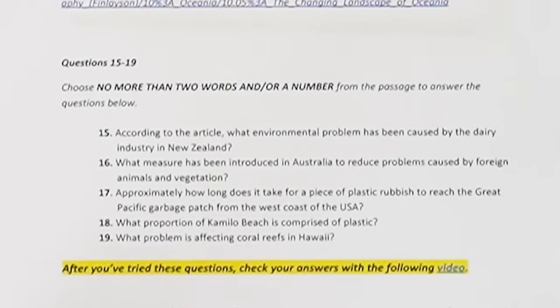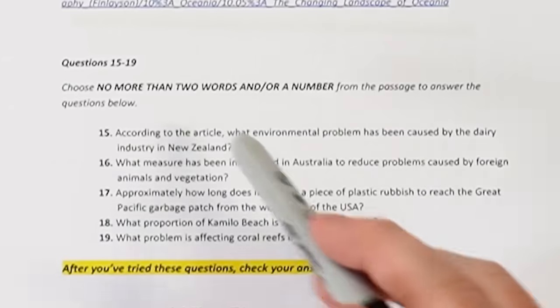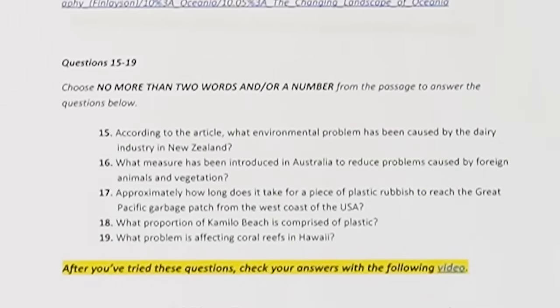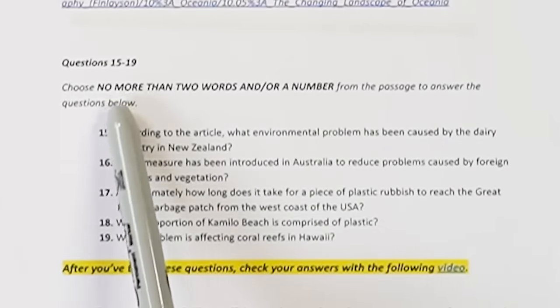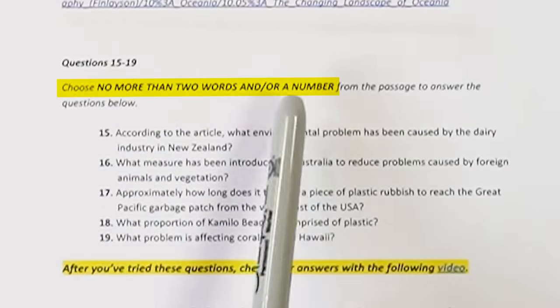So these are short answer questions. These are the questions that you would get in school when you were a kid. So just asking for direct answers to these questions. But very importantly, you need to check how many words, because the answer to these questions is quite open-ended. So this is one of the most important questions for reading, how many words and numbers they want you to put in here. So choose no more than two words and or a number.